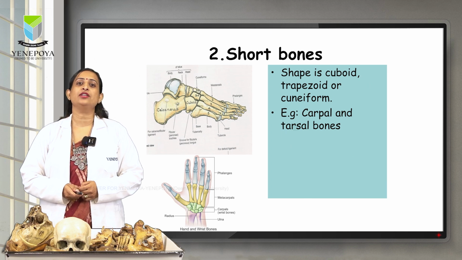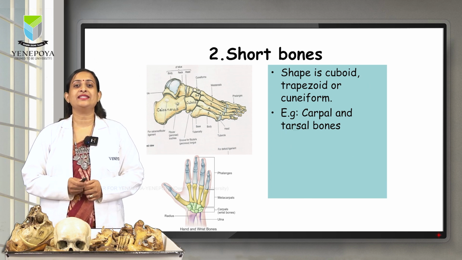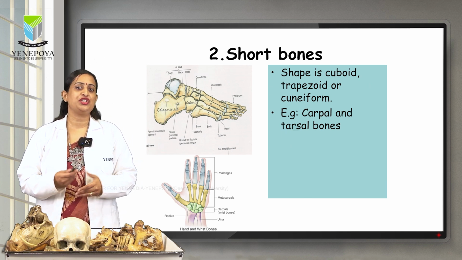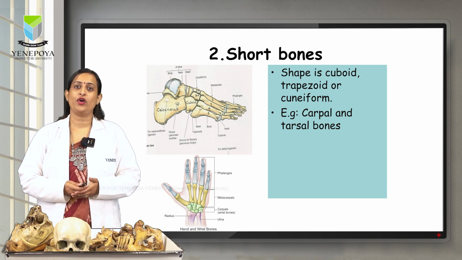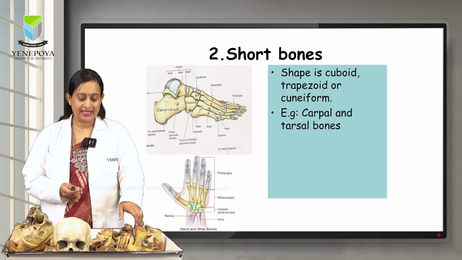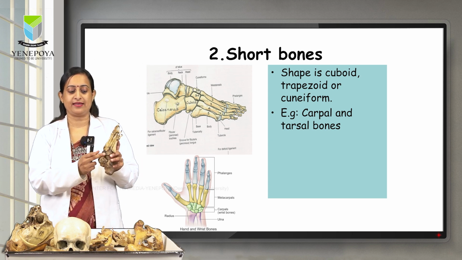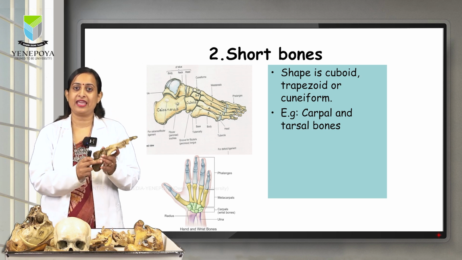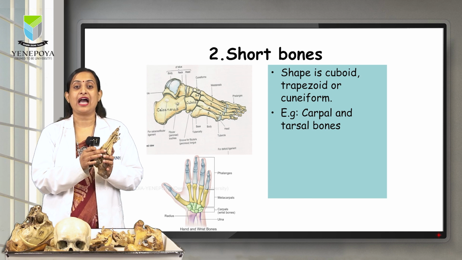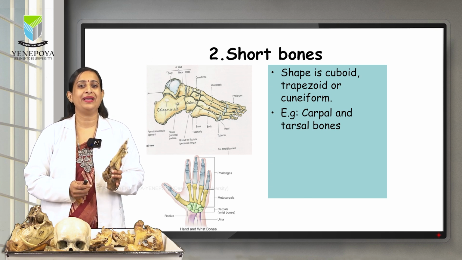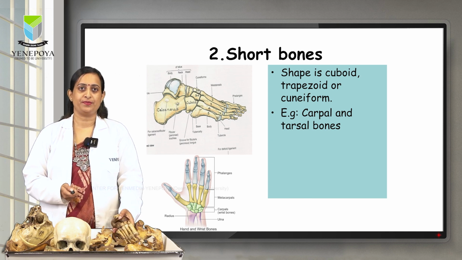Second type of bone is short bones. Now these are shorter in shape. Their shape can be any of it: cuboid, trapezoid or cuneiform. Now the best examples of short bones are the carpals and tarsals bones. What we see here, the shorter bones which are present again in the hands and the foot. The carpals and the tarsal bones are the best examples for short bones.